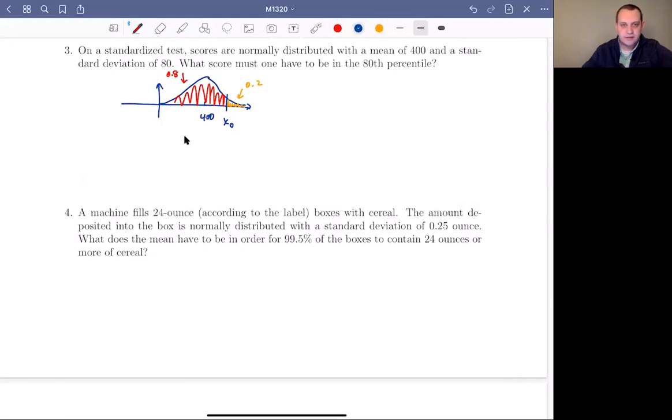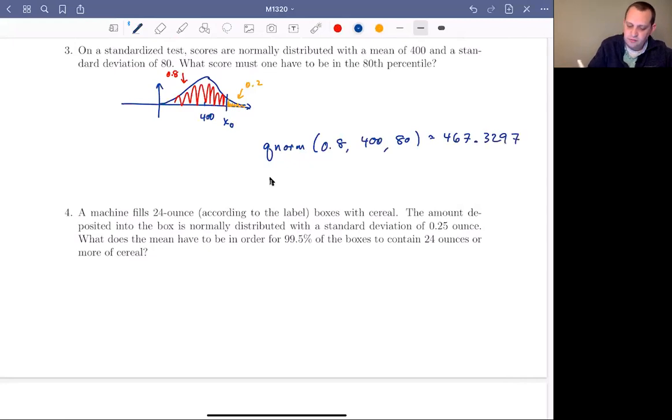Okay, so hopefully you paused, and what did you get? Well, what we want to get is, we're going to use the qnorm function. This is qnorm 0.8, the mean is 400, the standard deviation is 80, and if we do that, we will get 467.3297. And notice that that again agrees with our graph, right? We know that it should be a little bit more than 400, and in this case it's 467. Okay, so that's how the graphs can be useful for us.